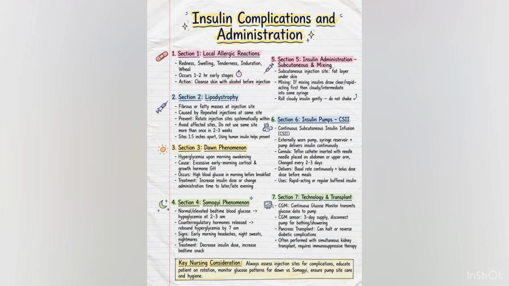Complications of insulin therapy. Lipodystrophy. 2 types. Lipohypertrophy causes a lump or swelling at the injection site. Lipoatrophy causes a depression or dark spot. To prevent this, always rotate sites. Dawn phenomenon. High blood sugar in the morning due to hormones. Somogyi phenomenon. Nighttime hypoglycemia, causing rebound high blood sugar in the morning. Technology like CSII insulin pump and CGM. Continuous glucose monitor helps in better monitoring.